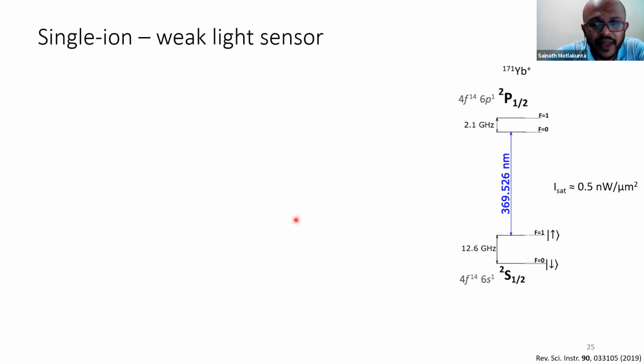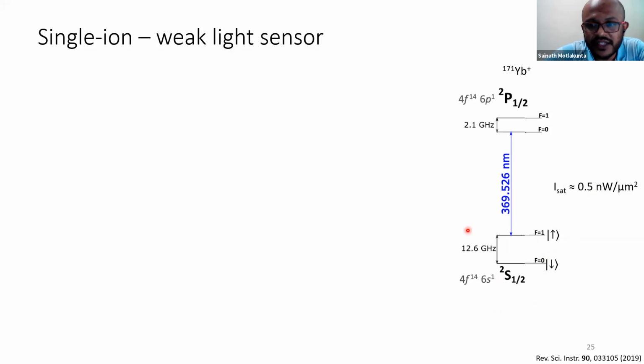So the plan is to characterize the quality of the generated beam with high sensitivity. A good beam should be contained only in the region of a single ion. To achieve this, we trap a single 171 ytterbium ion, which has these energy levels, as we discussed before, where the downstate and upstate are separated by a frequency of 12.6 gigahertz.